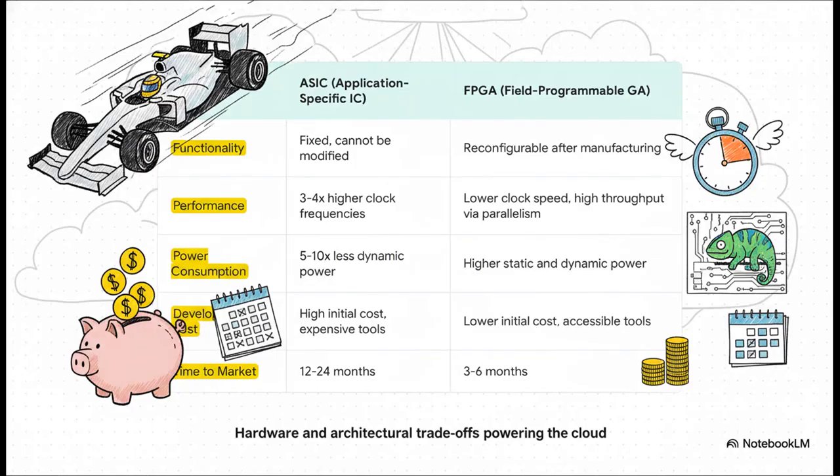So, this table really gets to the heart of it all. As you can see, the ASIC, our Formula One car, is the clear winner when it comes to raw performance and power efficiency. No question. But take a look at the development cost and the time to market. FPGAs are way cheaper and faster to get up and running. We're talking months instead of years. So the big question for engineers is always, what do you value more? Raw, unadulterated power, or the ability to adapt and get your product out the door quickly?